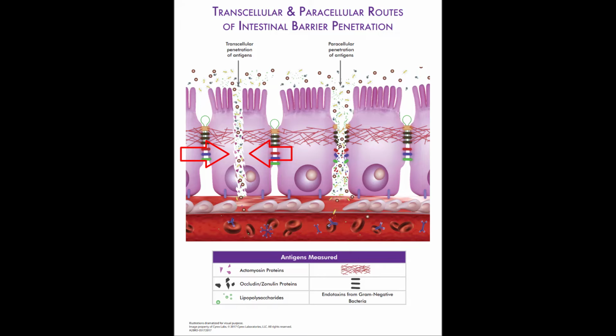There are a few things tested in a Cyrex Array 2, and you can see the antigens measured. One is actomyosin proteins. If you have positive actomyosin, you're making antibodies to actomyosin proteins. That means you have transcellular leaky gut. If you have antibodies to occludin and zonulin proteins, that means you have paracellular leaky gut. It's good to know this because one is more severe than the other, and the more severe form tells us another story and other things we've got to look for clinically and what strategies are going to be used.